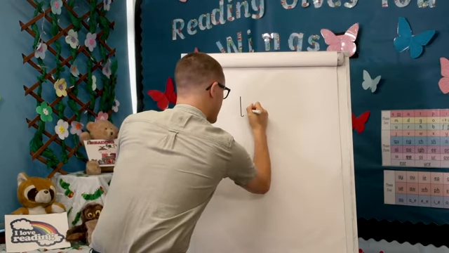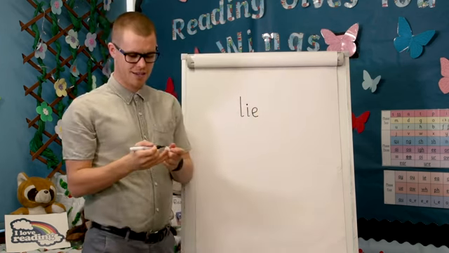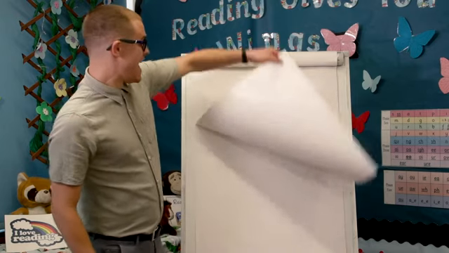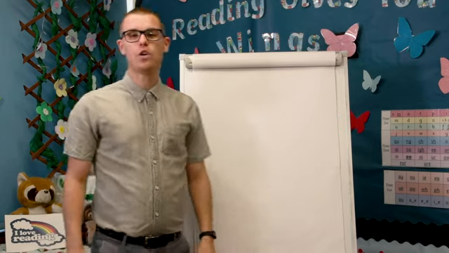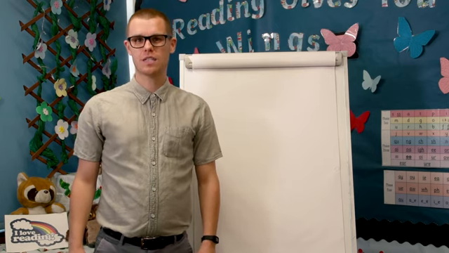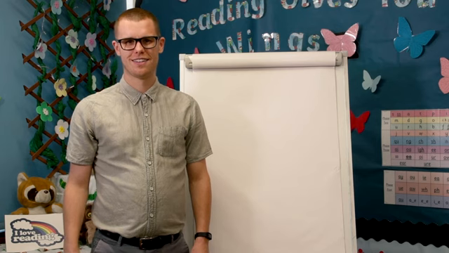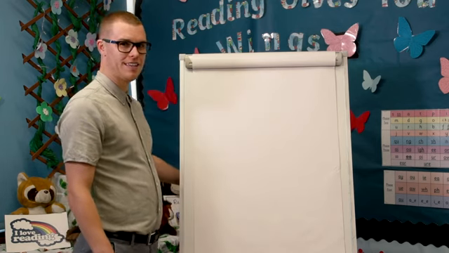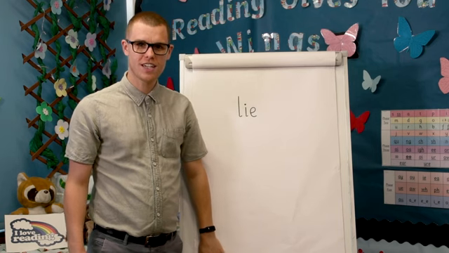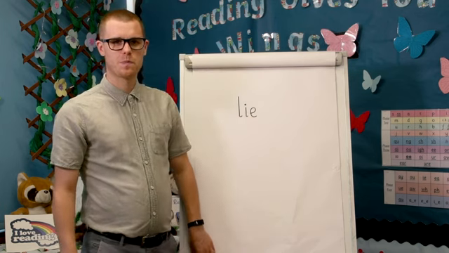L. I. Lie. L-i. It has two sounds. Let's hide the word. Now you have a go. Say the word. Say the sounds. Write them down. Okay? Let's check our spelling. Did you get it right? Well done. Lie. L-i. Let's try another one.